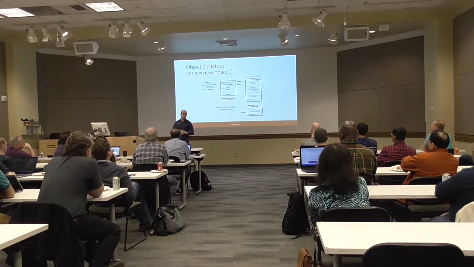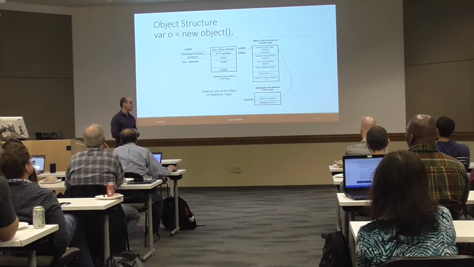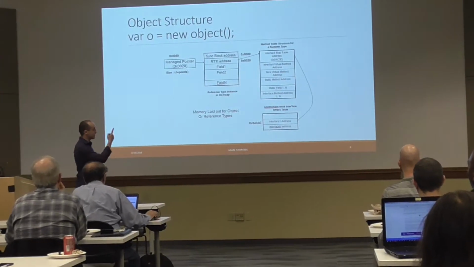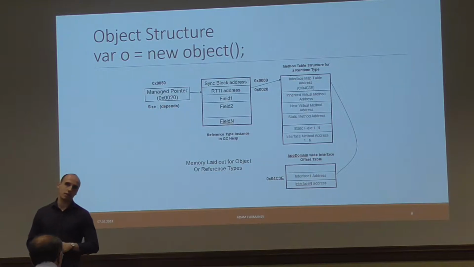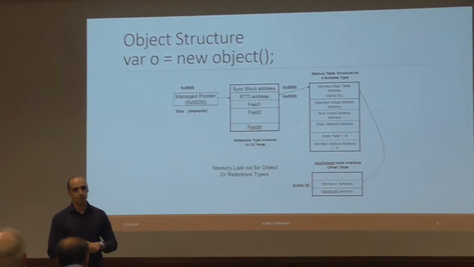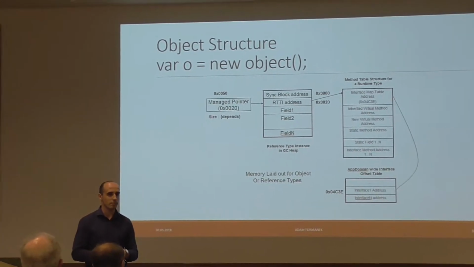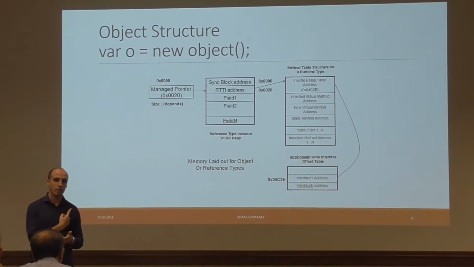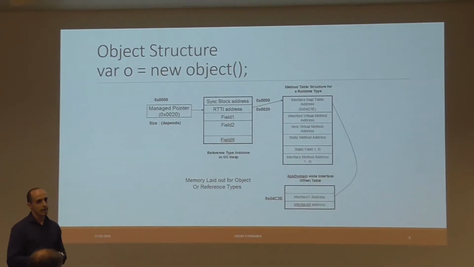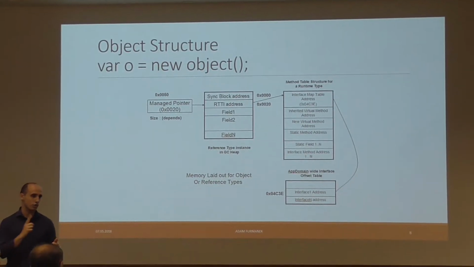And there is one more thing with every single object, and it's at the top. It's called sync block address. Whenever you call the hash code method for the object or try to lock the object, those information must be stored somewhere. And this is where it's stored: in sync block address.